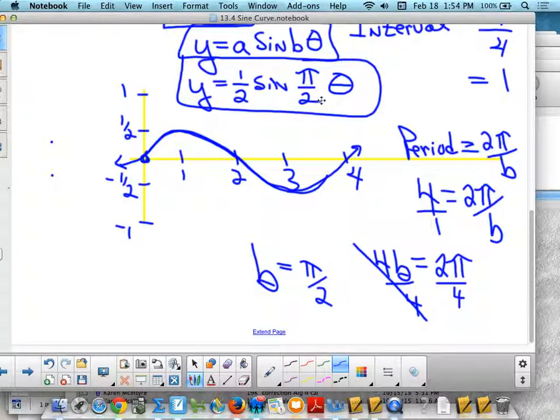I'm gonna do 23 right now, so watch the video right at the end. Day 1, day 2. Do you have graph paper? Hey guys, do 23 in your book right now. That's the answer: 1/2 sine of pi over 2 times theta.